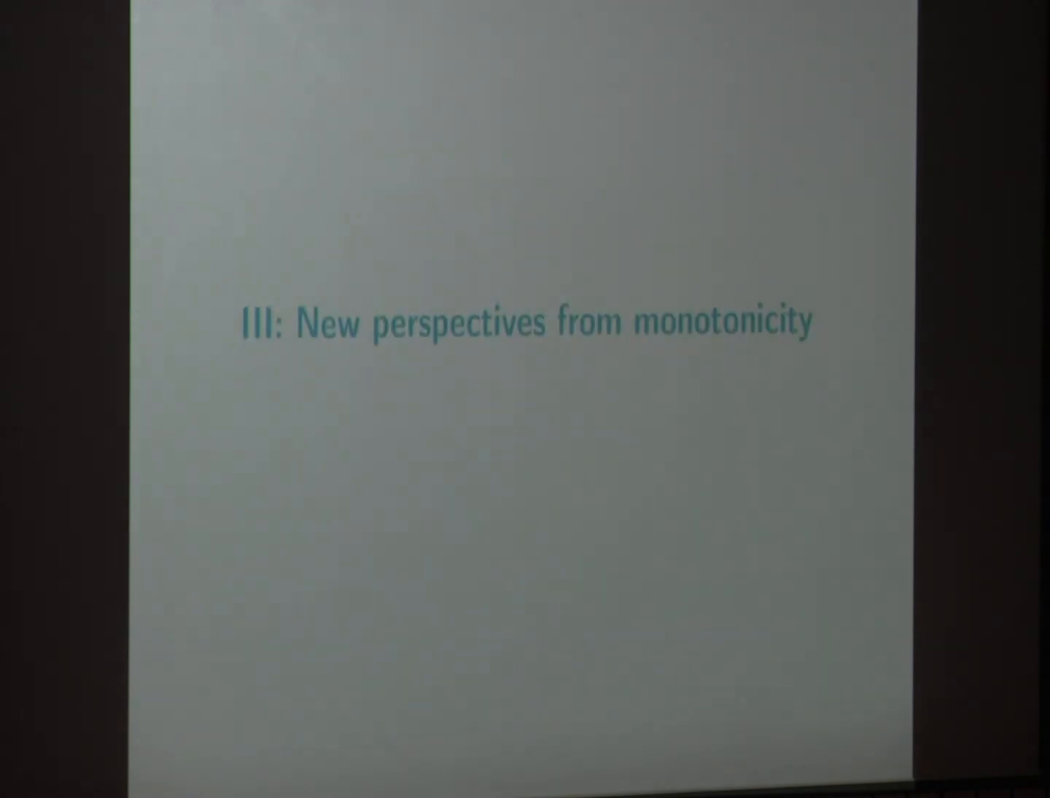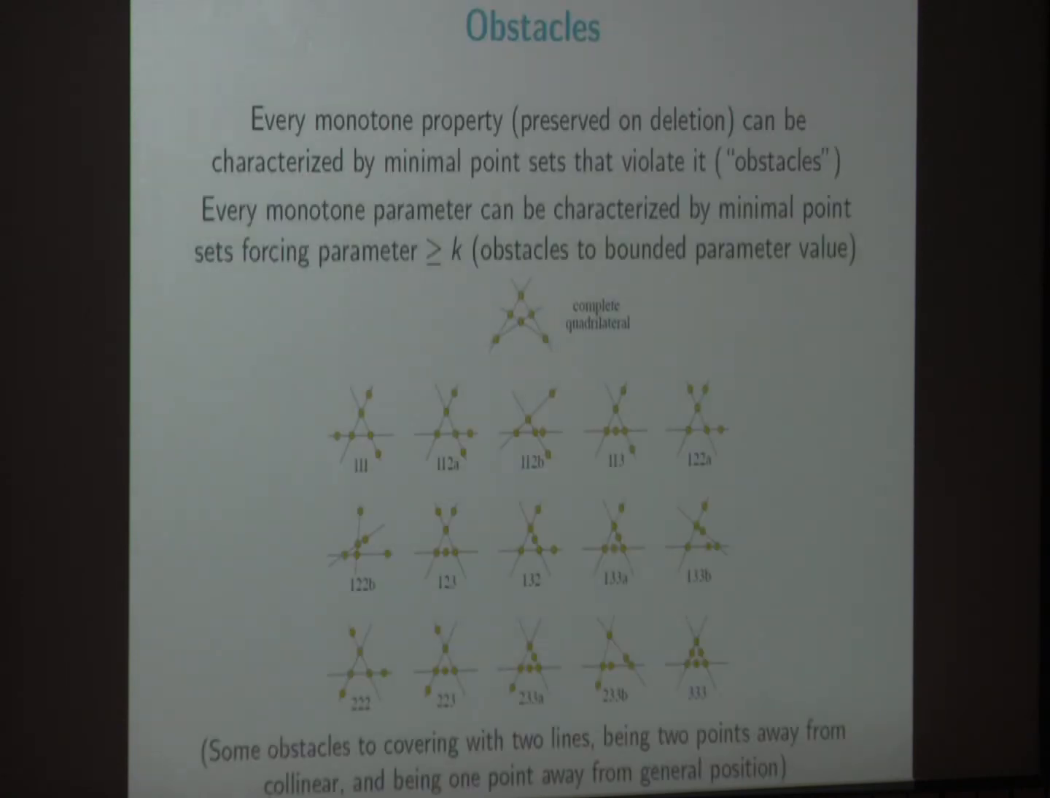Now, I've given you a big catalog of these parameters that are monotone and invariant, and if we look at them as a collective, what does this perspective give us? So every time we have a monotone parameter, we can characterize it in terms of its obstacles, the smallest point sets that could exist inside a point set and prevent it from having a small parameter value.